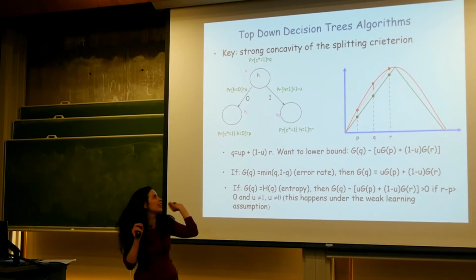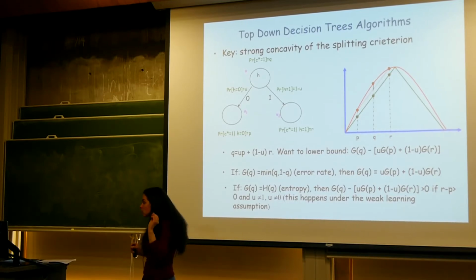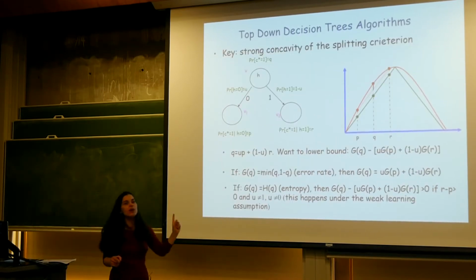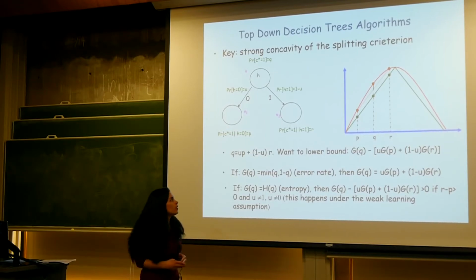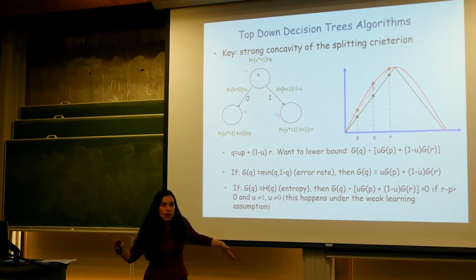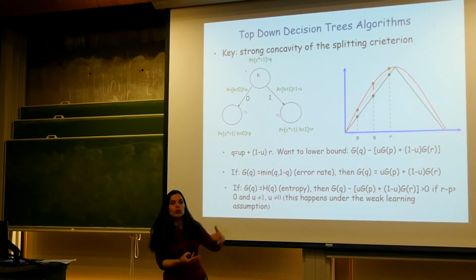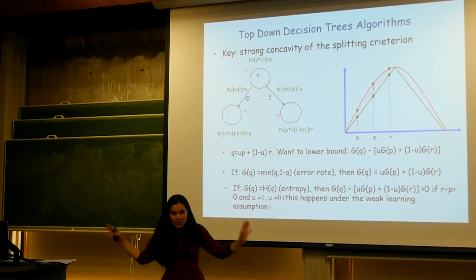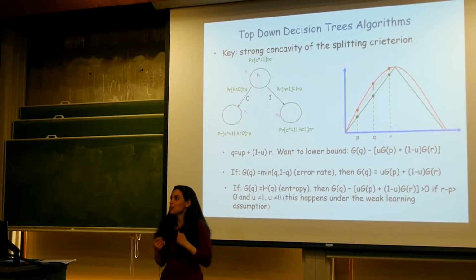But just one sentence I want to say is that the key insight in this formal work is actually very easy to describe, and it all boils down to the fact that entropy is a strongly concave function, as opposed to the error rate, which is kind of a linear function. And this turns out to be crucial in order to guarantee that we'll always be able to find a good leaf to split if the weak learning assumption is satisfied. Again, this is a bit advanced, but please come and talk to me if you're curious.